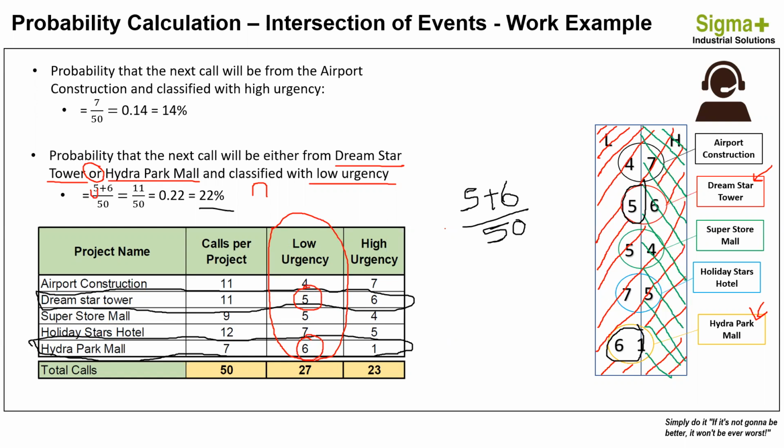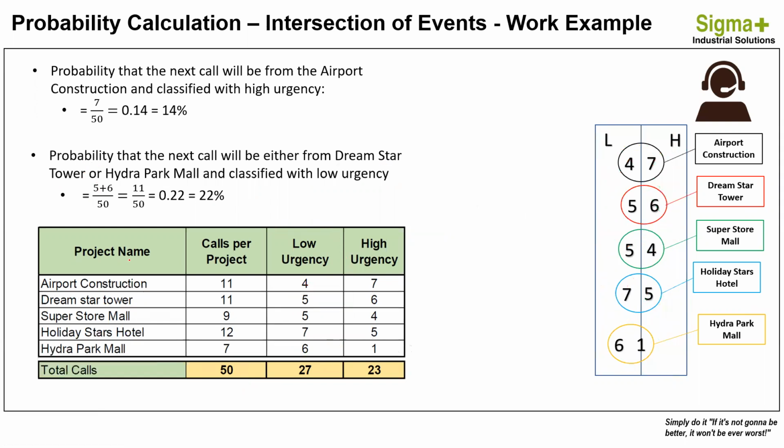So 5 plus 6 divided by 50, which is the total number of the calls, is equal to 0.22 or 22%. So there is a 22% probability that the next call will be either from the Dream Star Tower project or the Hydra Park Mall projects with a low urgency. Okay.